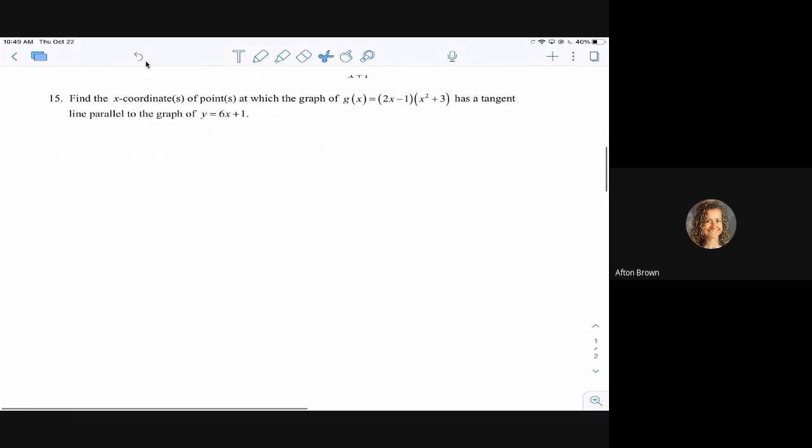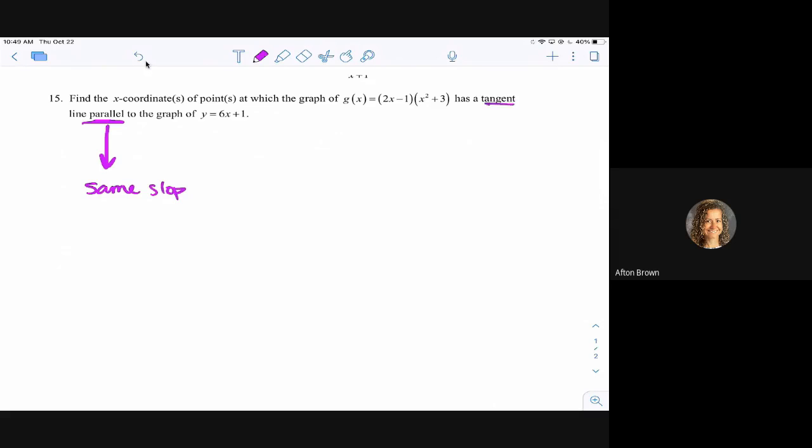Okay. 15 says, find the x coordinates of the points at which this graph has a tangent parallel to that line. This word stands out to me. What's true anytime lines are parallel? Same slope. Same slope. So I'm going to start with that. So I know I need the same slope.